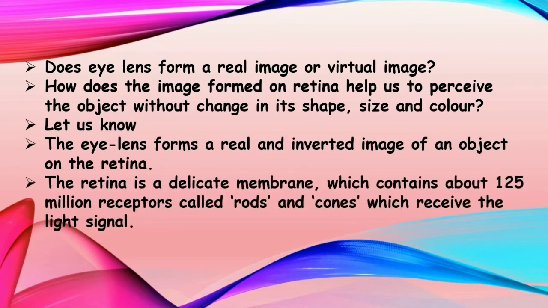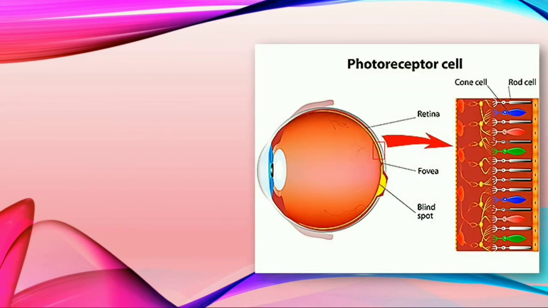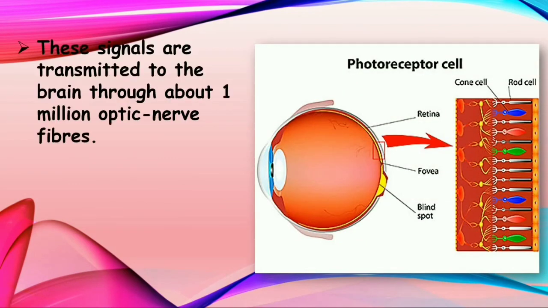The retina is a delicate membrane which contains about 125 million receptors called rods and cones which receive the light signal. Cones identify the color, rods identify the intensity of light. These are the rods and cones. They act as photoreceptor cells.